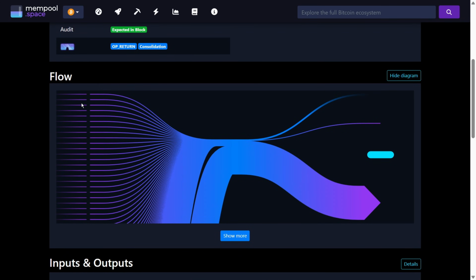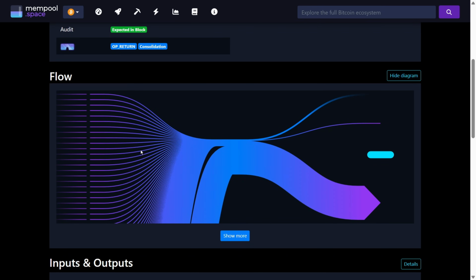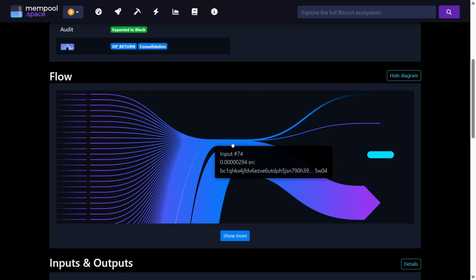So this here is the flow chart of a transaction. You can look on the flow chart and see each one of these transactions here is a certain amount of Bitcoin. You can see the address it came from. This is 0.0000294 Bitcoin. So really, really small amounts of Bitcoin. And they were all combined.